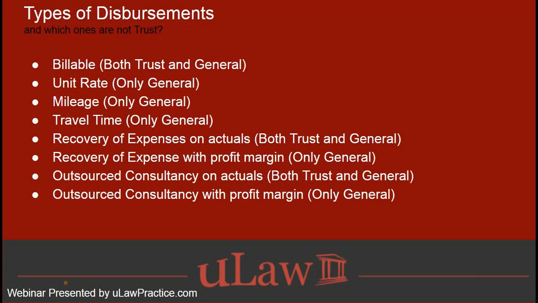Then you can use both trust and general. Unit rate: if let's say you're doing a fax or photocopies, then those are better candidates to be paid out of general. Likewise for travel time and mileage. So in essence, if it's an actual that you're recovering, then you could use both trust and general. But if you're going to recover these disbursements with either a profit or a loss margin, then definitely stick to general. Okay?